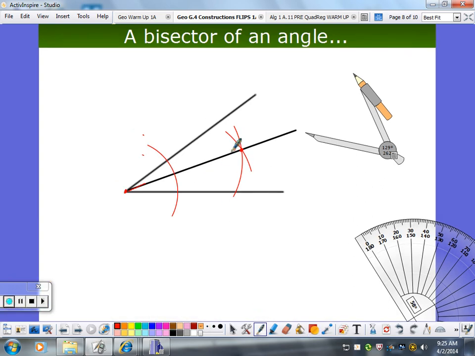Okay? I've bisected it. Now, if it doesn't look very congruent, it's probably because they're slightly off because of these terrible compasses. But if you have a good compass, you should be pretty close. Mine's a little off because I didn't quite get the vertex here.